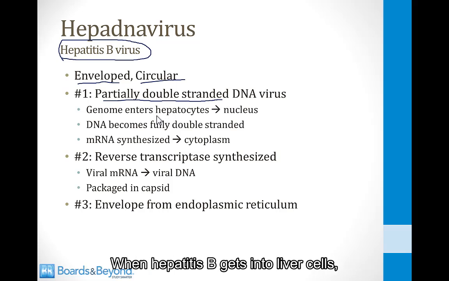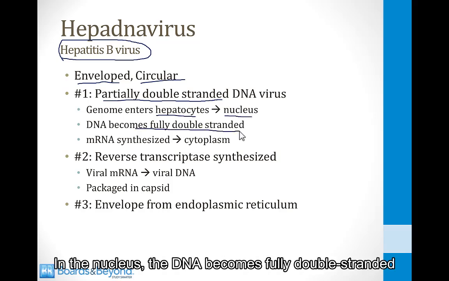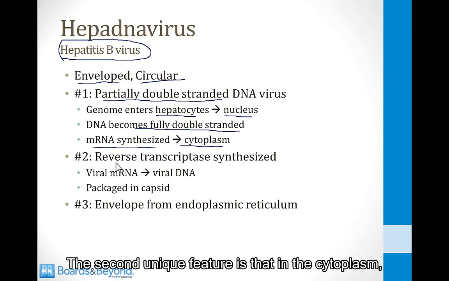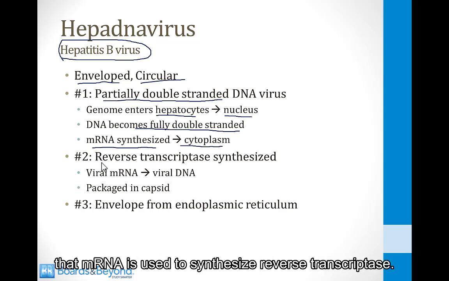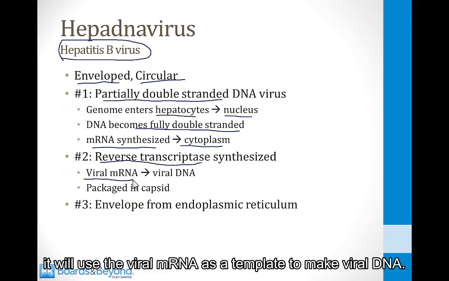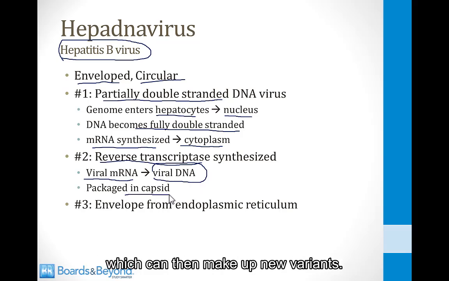When hepatitis B gets into liver cells, it goes to the nucleus. In the nucleus, the DNA becomes fully double-stranded, and then mRNA is synthesized, which heads to the cytoplasm. The second unique feature is that in the cytoplasm, that mRNA is used to synthesize reverse transcriptase. You may think of this as an HIV enzyme, but it's also important for hepatitis B. Once reverse transcriptase is synthesized, it will use the viral mRNA as a template to make viral DNA, and that viral DNA will be packaged into capsids, which can then make up new virions.